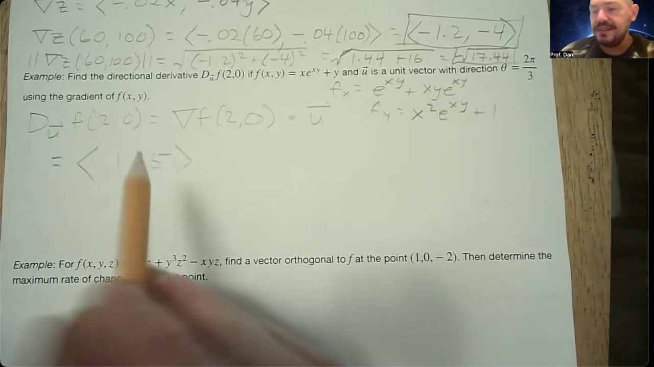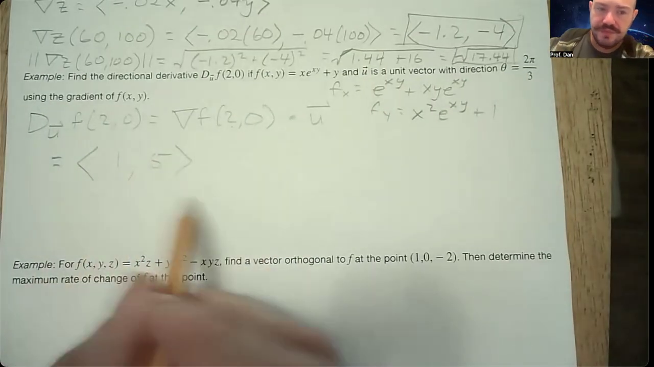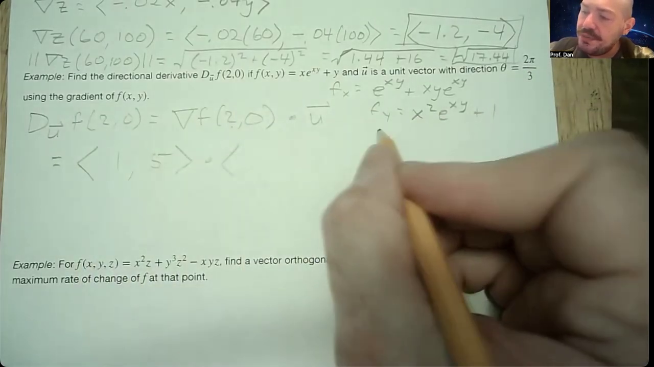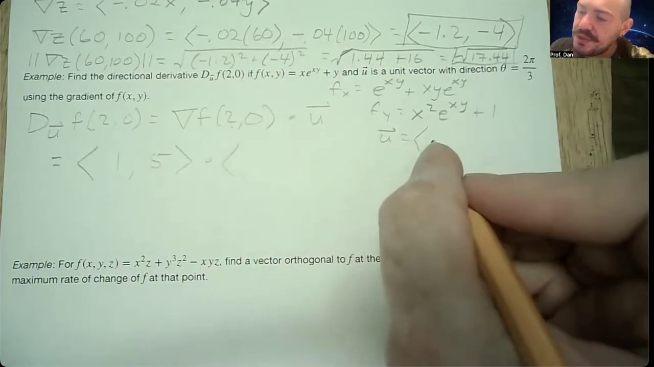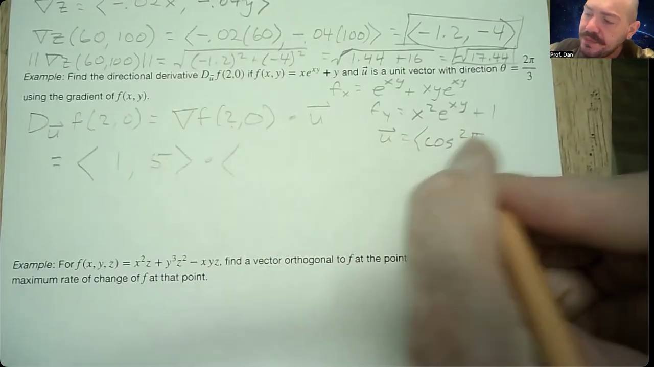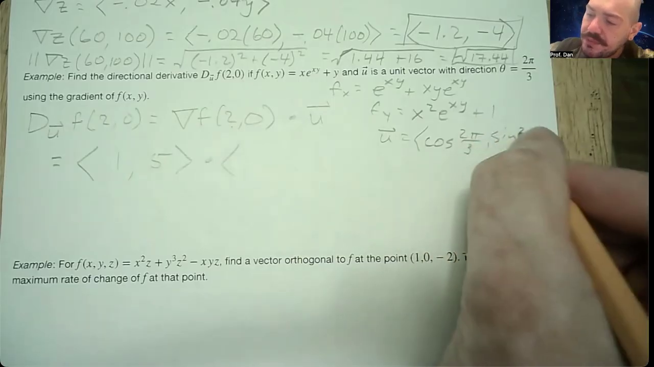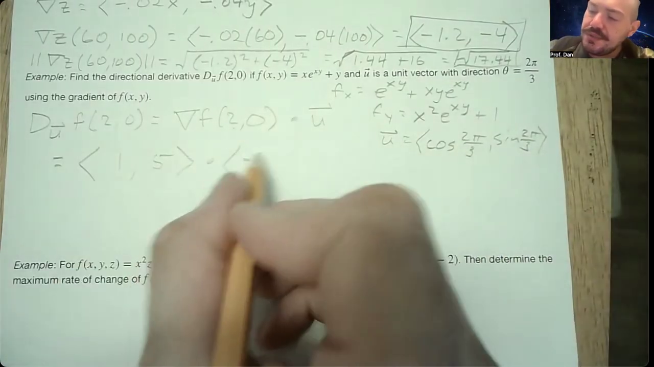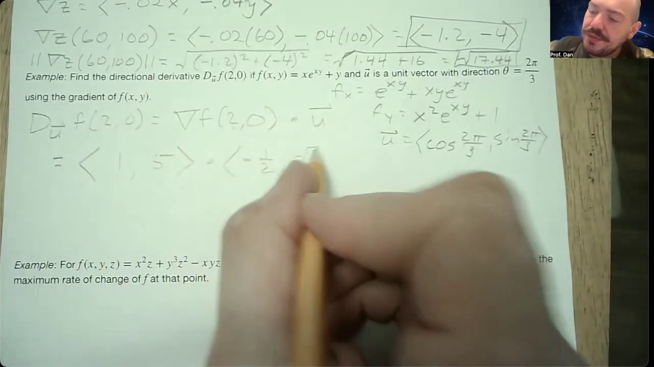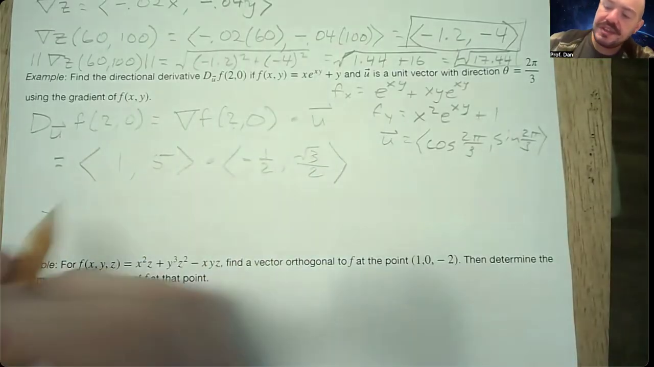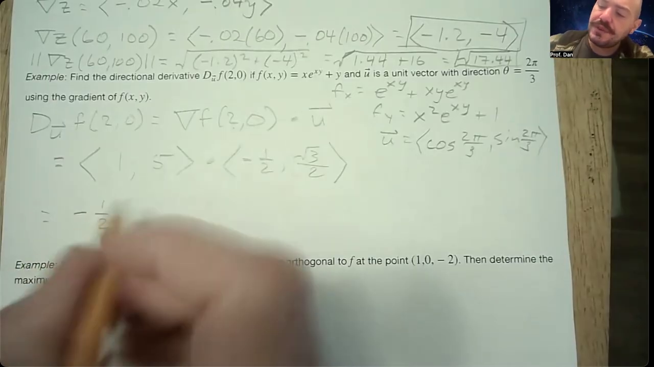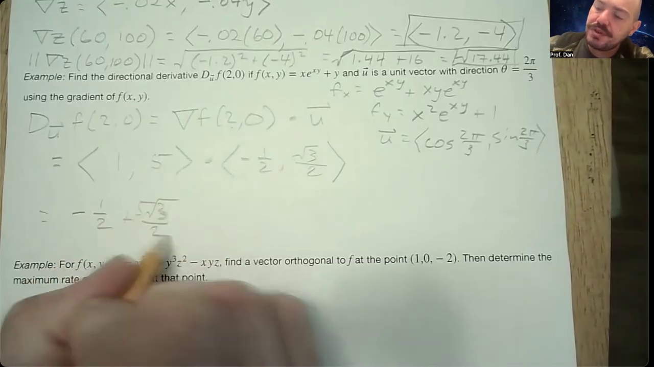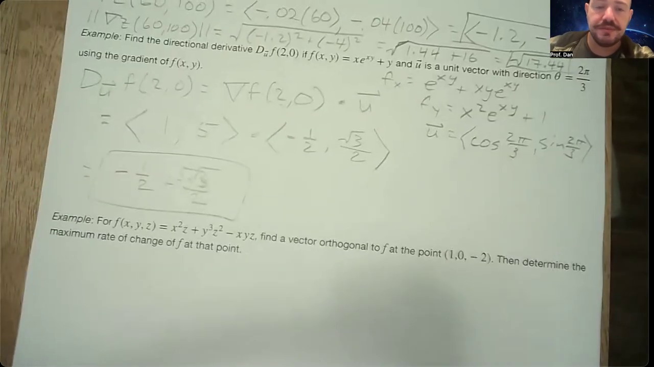So now I've got my gradient evaluated at that coordinate, 1, 5, and we're going to take the dot product of that with the vector u, which if you remember was cosine of 2 pi over 3, sine of 2 pi over 3. So that was minus 1/2 and square root of 3 over 2. So taking that dot product, we get negative 1/2 plus 5 times the square root of 3 over 2. And there we go, same answer.